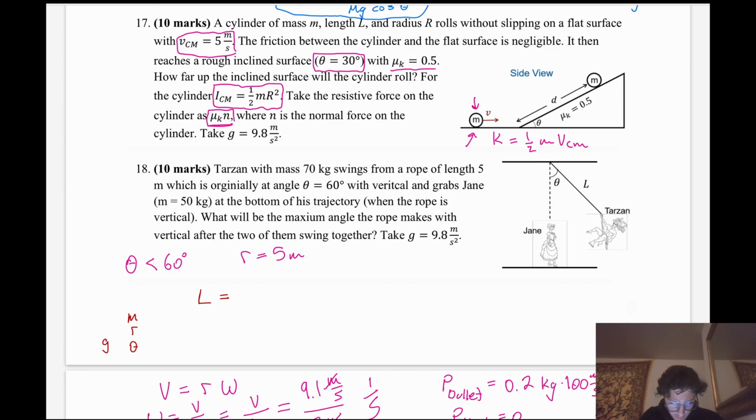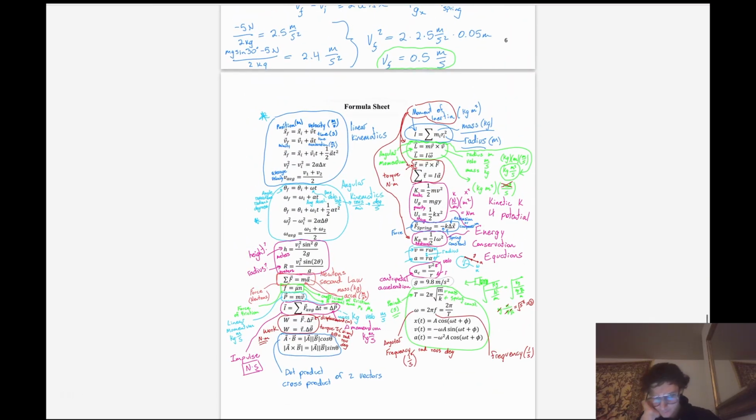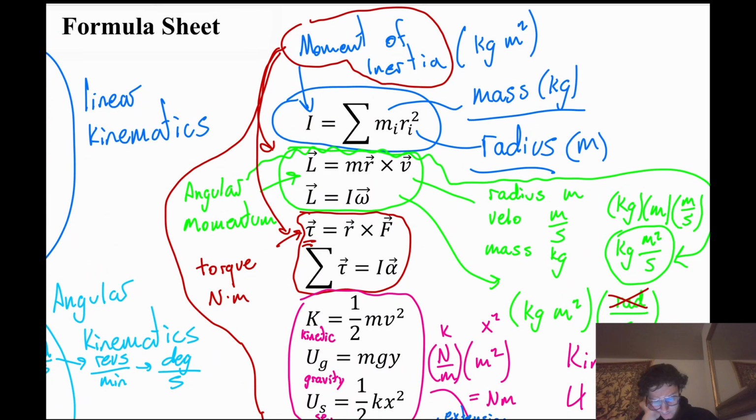So we have m, r, and theta. And do we have the force too? Do we need the force? Or does angular momentum use torque? Let me check the angular momentum equation. V. Oh. We don't have omega, I don't think. We don't really know I. I don't know if this is a torque problem either. I don't think it is.